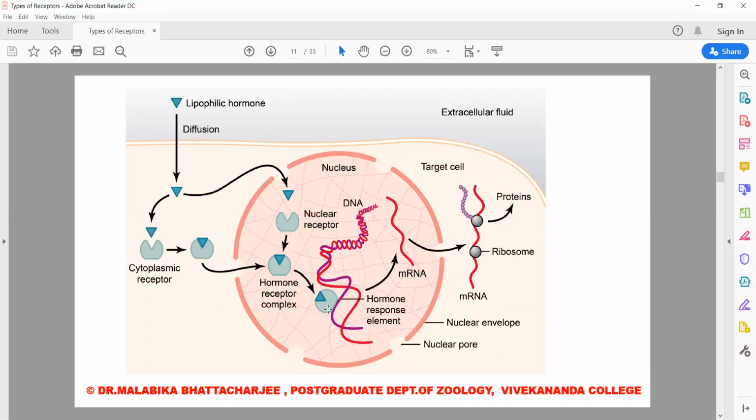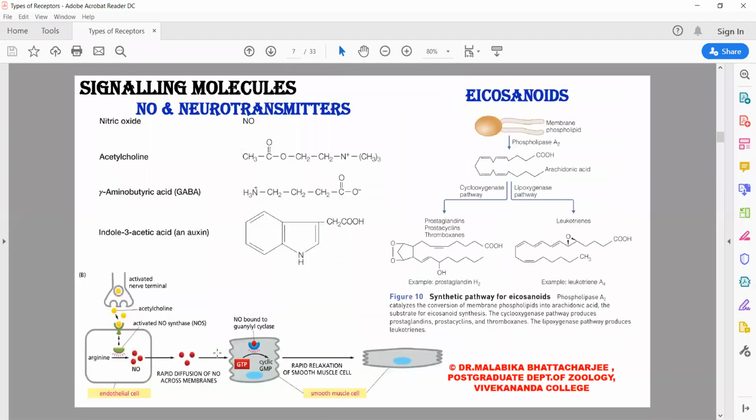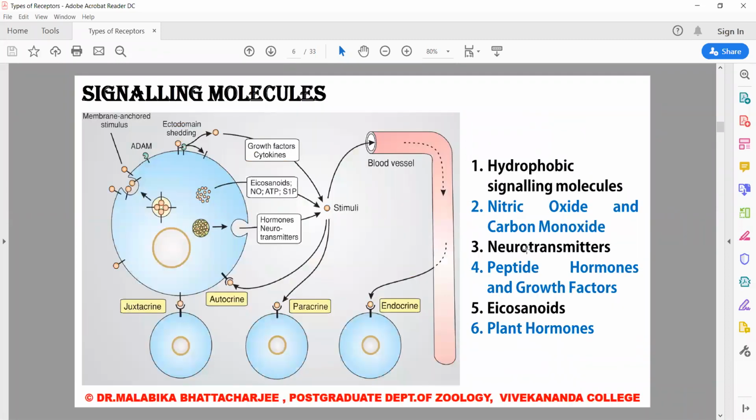So this is one way in which the hydrophobic molecules act. The best examples are the thyroid hormone, vitamin D3, and retinoic acid. So this was the mechanism of action of hydrophobic hormones or lipophilic molecules. Coming to the next category, nitric oxide and carbon monoxide.